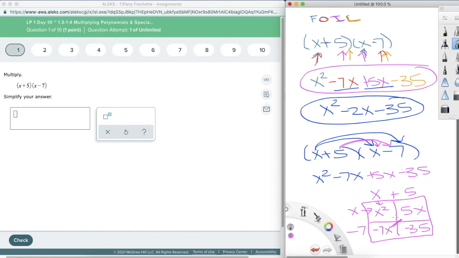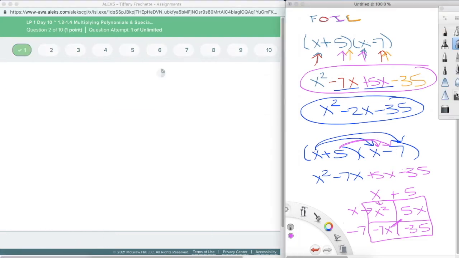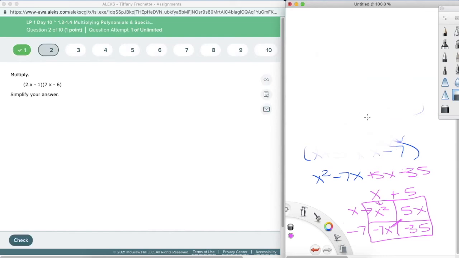All right, let's go ahead and type our answer in here. I think I've talked about this one long enough. Again, I just showed you 3 ways to do the exact same problem. So it's just 3 different methods, and you just need to figure out which one makes the most sense to you. All right, let's go ahead and check that. Perfect. I'm not going to spend quite as much time on the next one. I'm just going to go ahead and start multiplying these ones.